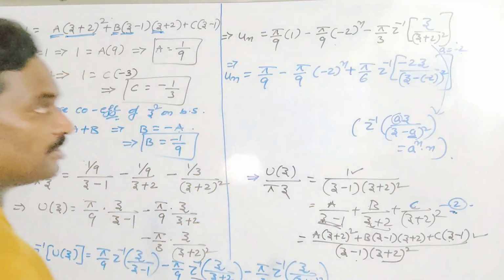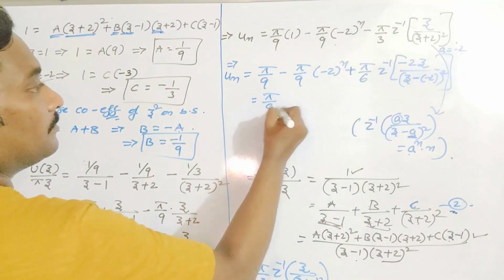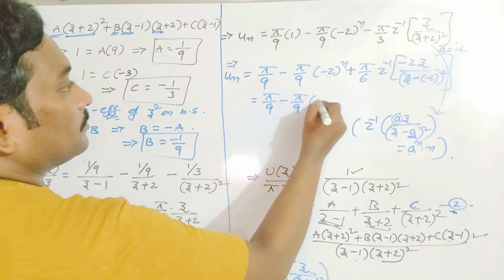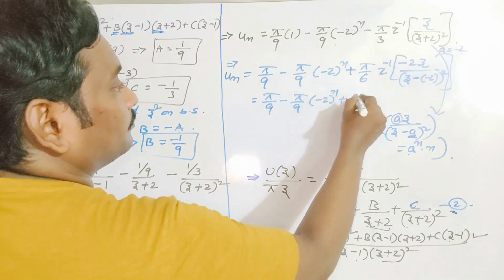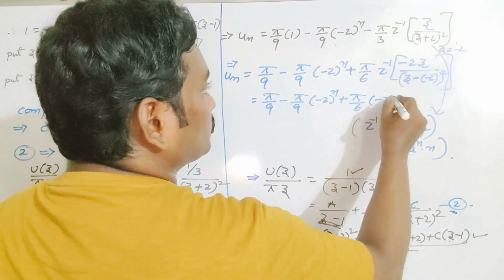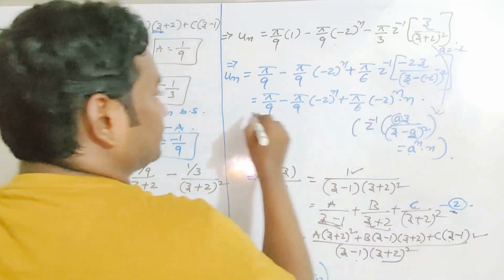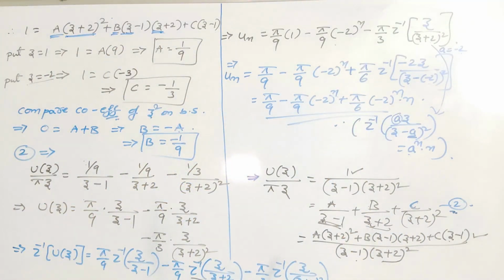So exactly you are able to apply this formula now. So pi by 9 minus pi by 9 into minus 2 power n plus pi by 6 into a power n. What is a value? Minus 2. Minus 2 whole power n into n. So this is the required solution of the given difference equation. In this way we can solve the problem.